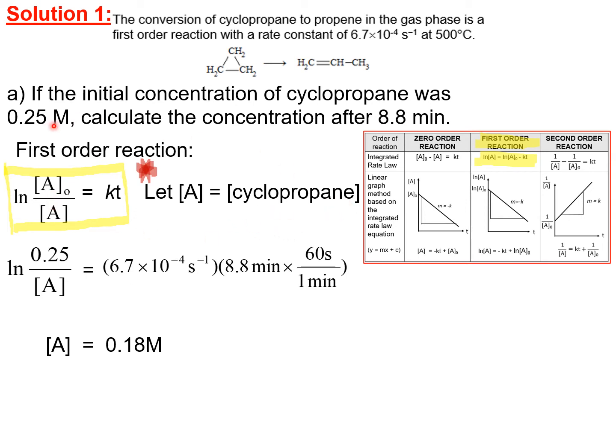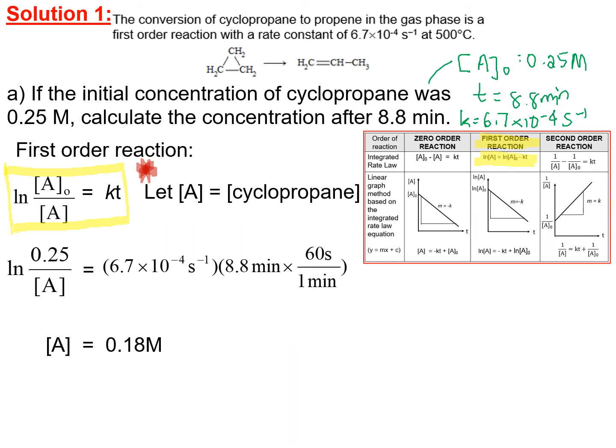Alright, so in this question it gives the initial concentration of cyclopropane, which is 0.25 molar. And the question also gives you the time, which is 8.8 minutes. Okay, but your rate constant K is equal to 6.7 times 10 to the power of negative 4 per second.